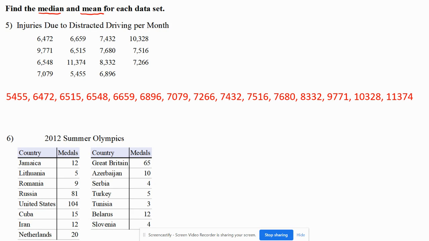Then I'm going to count how many numbers I have. So I'm figuring the median. I happen to have 15. Once again, I'm working on the median. I have 15 numbers, right? 15 is not an even number, so let me subtract 1 to make it even, divided by 2.